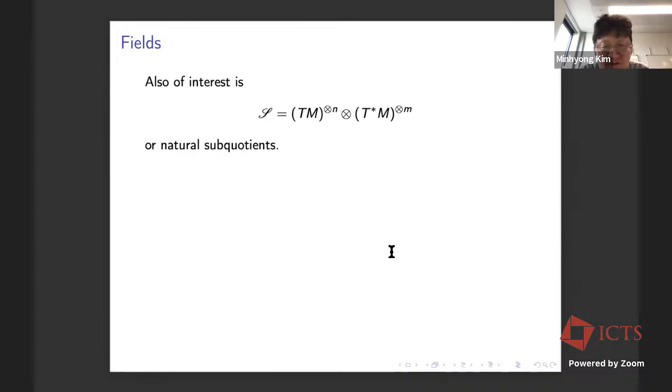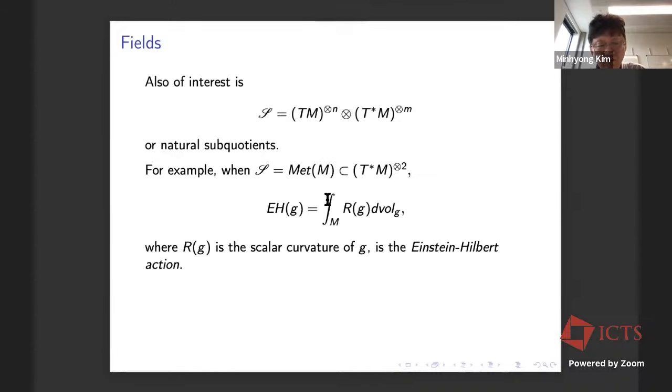Also, another very common situation is when you consider one of these tensor bundles, so tensor products of the tangent bundle tensored with tensor products of the cotangent bundle. That might be your fiber bundle, or you can take subspaces, quotient spaces, and so on of this tensor bundle. A very important instance is where you take inside the second tensor power of the cotangent bundle the space of metrics, the non-degenerate quadratic forms on the tangent bundle, non-degenerate pointwise.